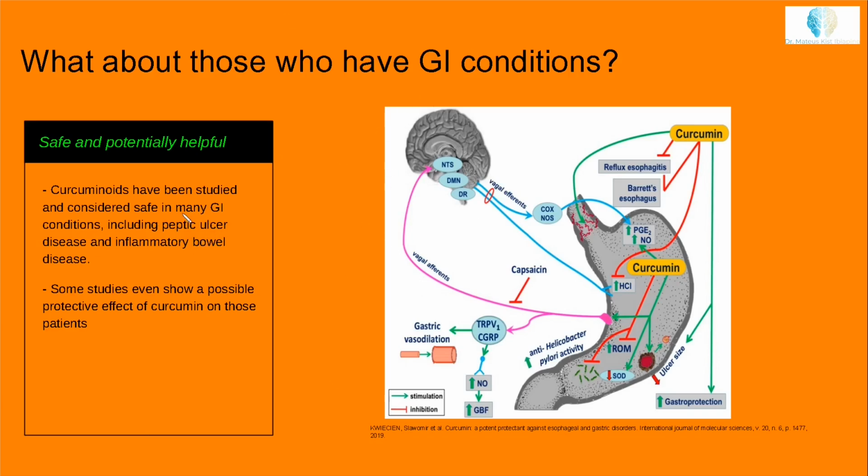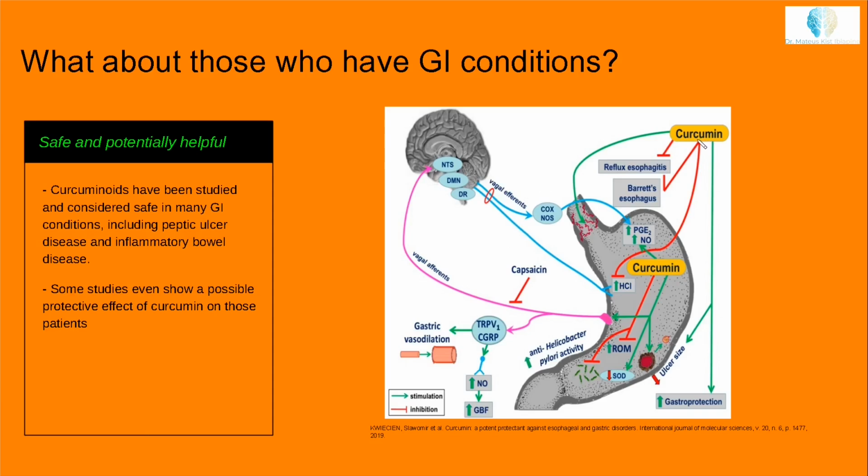It is considered safe, and in some conditions it may even be potentially beneficial. It has been studied in patients with peptic ulcer disease, in patients with inflammatory bowel disease. Inflammatory bowel diseases include ulcerative colitis and Crohn's disease, particularly. It is considered safe in these patients, and some studies even show a possible protective effect of curcumin on these patients. Here we have some of the biological mechanisms in which curcumin might benefit these patients.